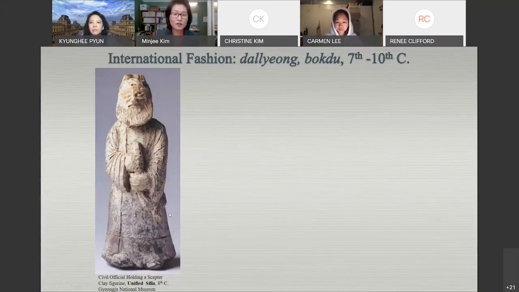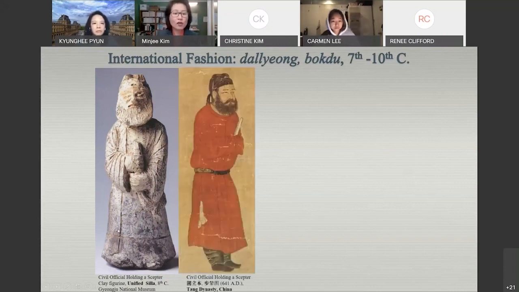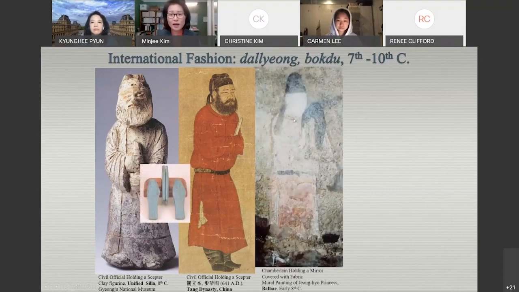And if you see after unification, this is a unified Silla civil official holding a scepter. This scepter is a tablet he holds, and a very similar style of clothing and appearance is found in a Tang Dynasty painting. Even the mustaches show similarity, and the robe is, as I explained, a robe with a round neckband. This was a huge fashion in the Tang Dynasty at this time, and this style transmitted to unified Silla and Balhae as well.